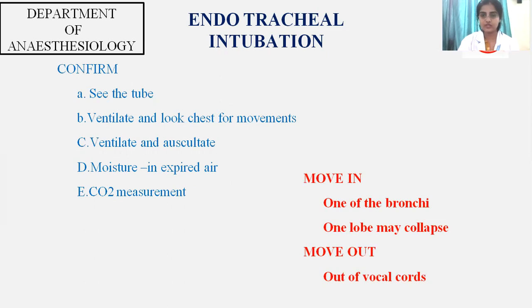Now, what are the other chances of dislodgement? Either your endotracheal tube is too far inside, that is, it has gone into one of the bronchi. This can lead to one lung collapse. And the other is that you are out of the vocal cords, and this dislodgement will lead to removal of the endotracheal tube.